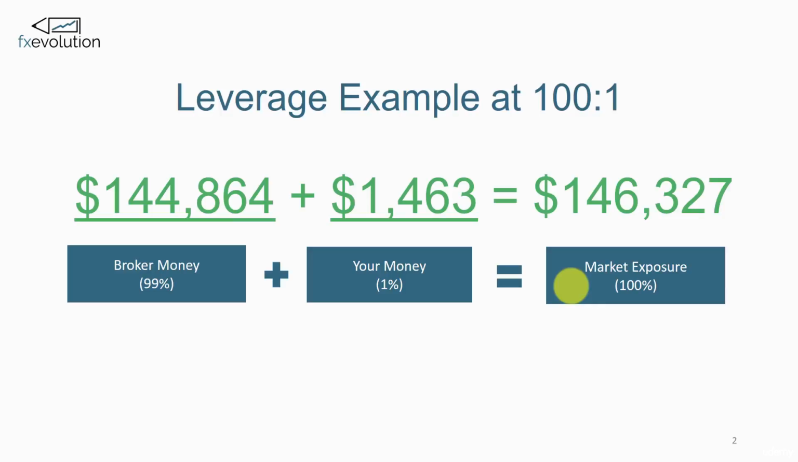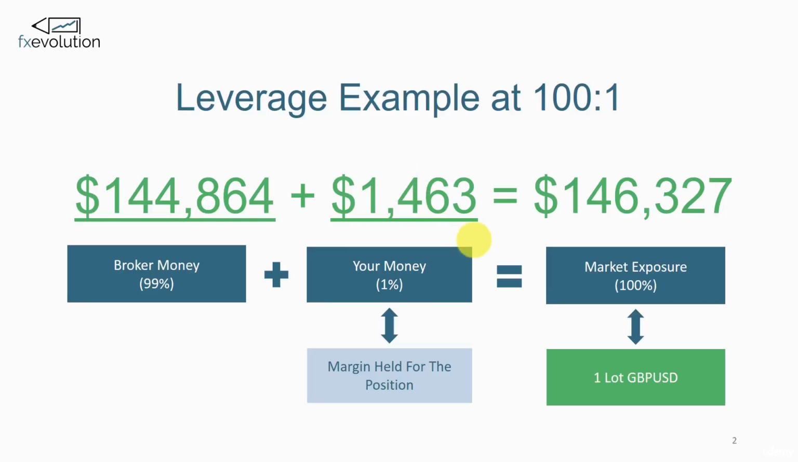Firstly, I'd like to revisit the previous video's example of leverage at 100 to 1. In that video we discussed that if we were to buy one lot of Great British Pound, we would need $146,327 US. To gain this market exposure, we could use leverage at 100 to 1 to borrow 99% of the money from the broker and provide 1% of the money, or $1,463, to open this position. This $1,463 represents the margin held for the position.